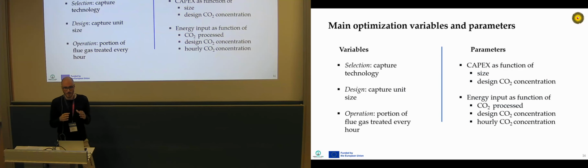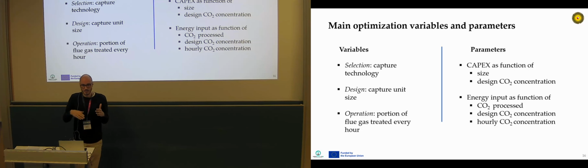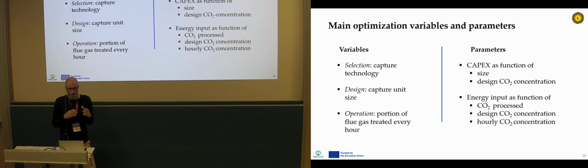Now, for the model of the CO2 capture unit, we have three main domains of variables. The first one refers to the technology selection. So which capture technology is best suited for the specific industrial process. The second one relates to the design. So what is the optimal size of the capture unit for the process that we are looking at? And the third one relates to the operation of our system, so hourly operation. And this is what is the portion of flue gases that it is optimal to treat and to capture every hour.